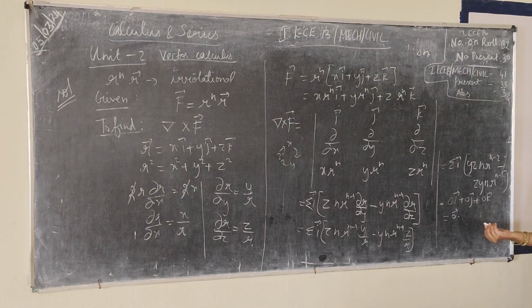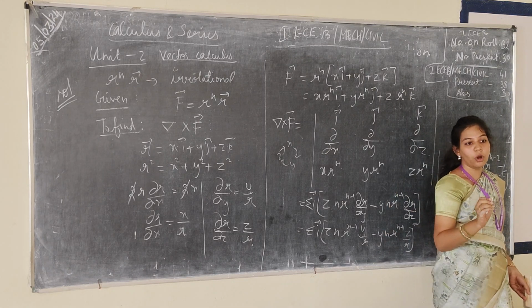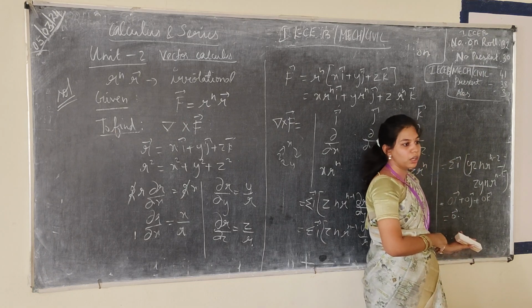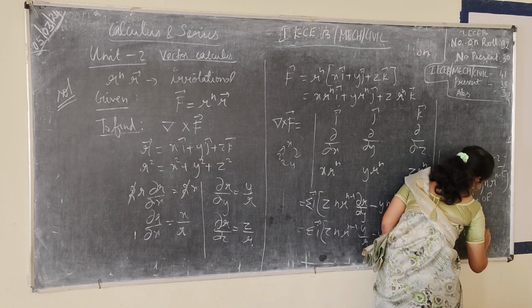So we have proved that f vector is irrotational. You should always conclude the answer. Though you have proved it is 0, you should conclude that f vector is irrotational.